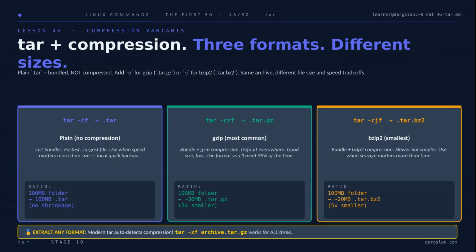But here's the thing: that plain tar you just made, it's bundled, not compressed. Same 100 megs in, 100 megs out. Add 1 letter and that changes. tar czf out.tar.gz pipes it through gzip, the format you'll see everywhere, and shrinks roughly 3 times. Swap the z for j and you get bzip2, slower to create but about 5 times smaller.